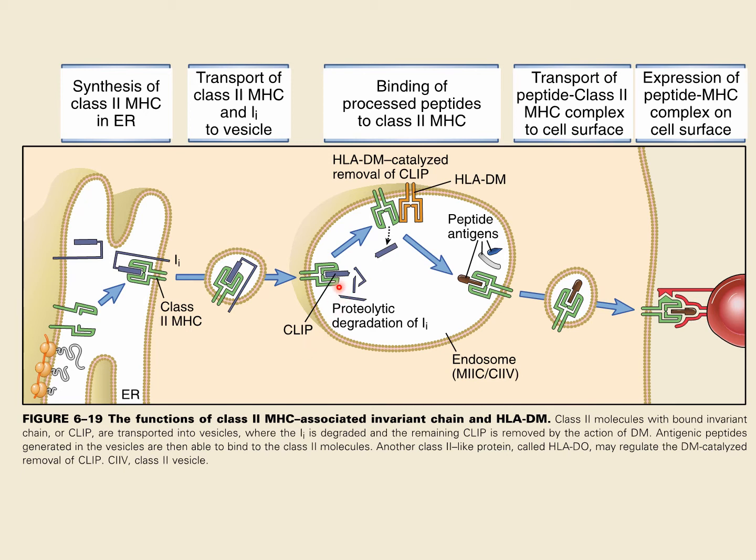This remnant is still bound to the cleft to which the peptide has to bind, so it has to be removed. This removal is facilitated by HLA-DM, which catalyzes the removal of CLIP, and now the cleft is free. The peptide antigen then binds, and this bound MHC class 2 molecule is exocytosed and displayed on the surface of the APC to interact with T helper cells.